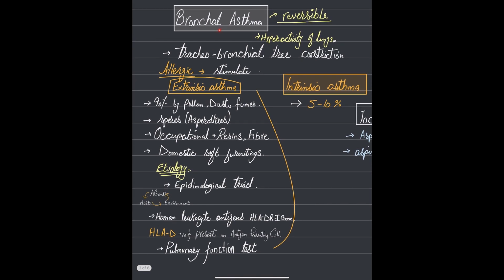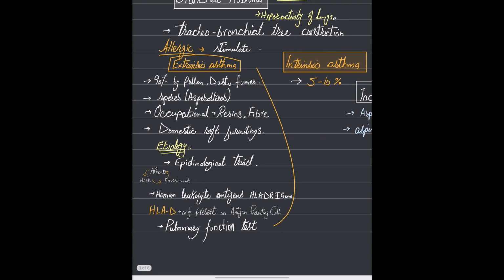So for asthma, you need some kind of trigger to start these things. So let's go allergic. You need a stimulus, and we divide it into two parts: intrinsic and extrinsic. Extrinsic we're going to talk about today. 90% is triggered by pollen, dust, fumes, spores. Most of the occupational reasons affect this asthma, for example a person working in a resin factory, fiber factory, or silicon factory, and the dust goes inside his lungs, it's going to trigger this extrinsic asthma.